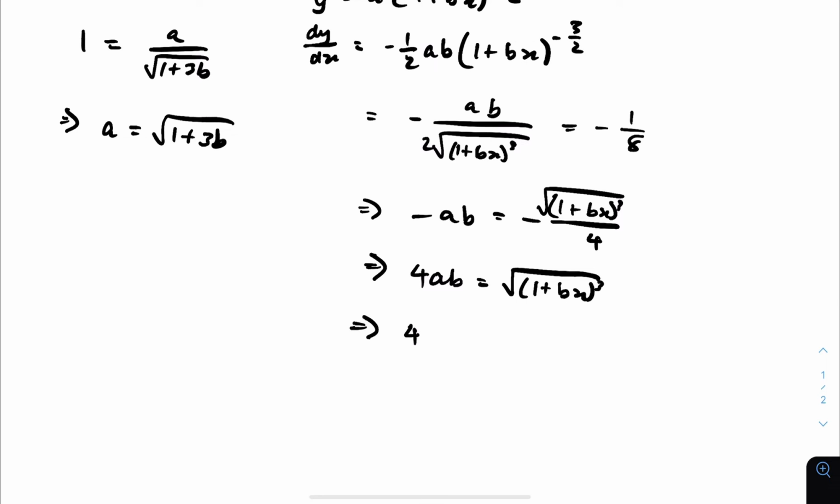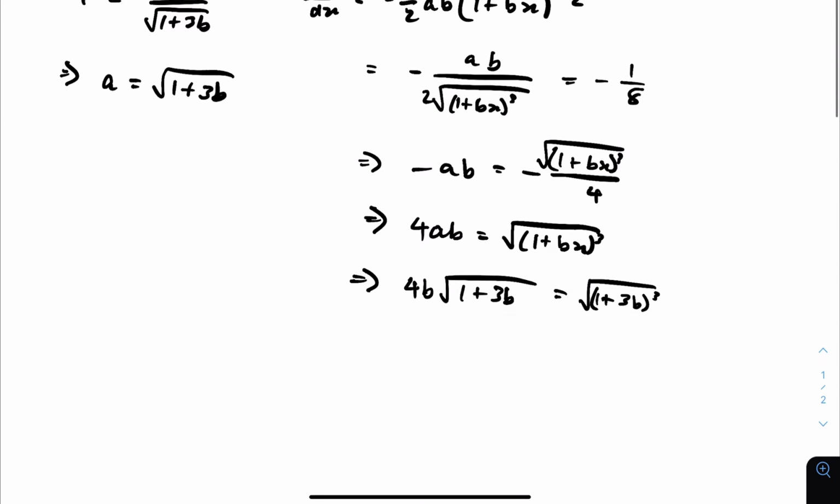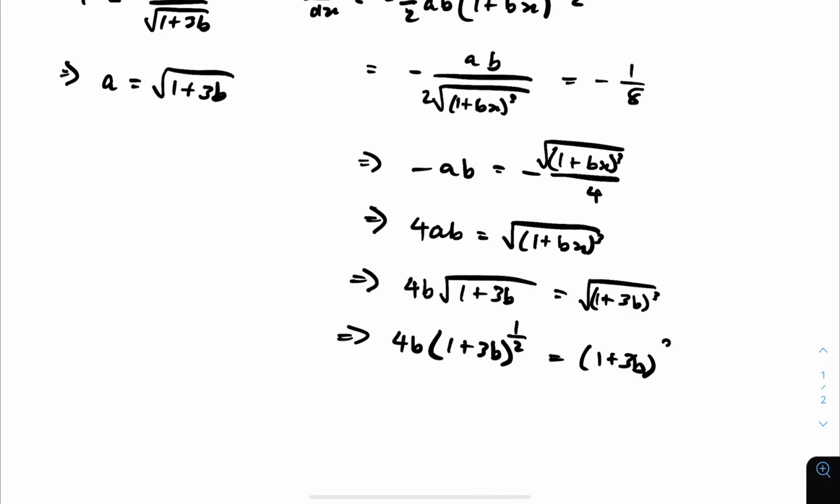So we get 4b root (1 plus 3b) is equal to root (1 plus 3b), I'm going to substitute x as 3 now, cubed. Now what we have to do is a little bit of manipulation. And I don't mean squaring everything so we get a larger value. I actually mean, let's write this in terms of powers. So we have 4b times (1 plus 3b) to the power of half, which is equal to (1 plus 3b) to the power of 3 over 2.